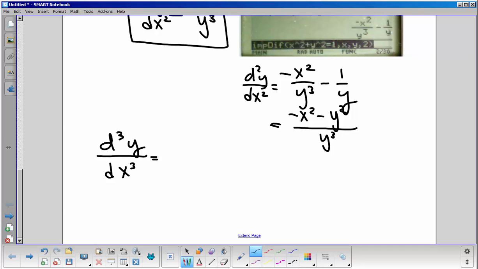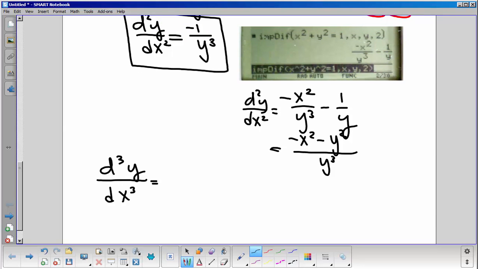Here we go. Remember, we could use the quotient rule here, or we could rewrite this as negative y to the negative 3, right? That's so much easier. So what would that derivative be? 3y to the negative 4.